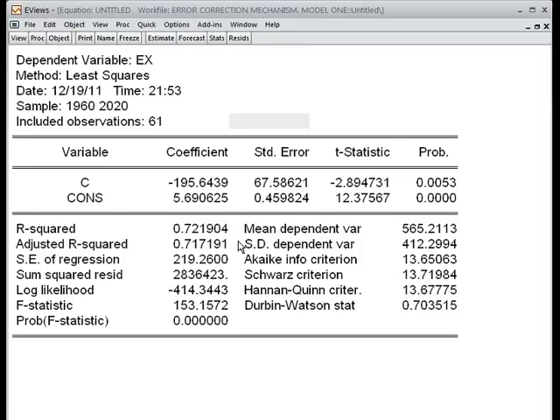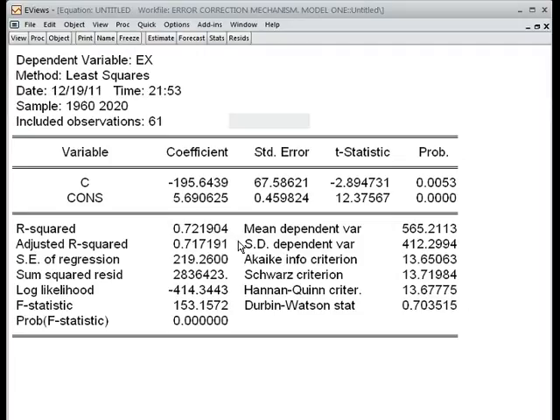Okay, so what does it mean? It means that if the variable is non-stationary, we can still run the regression model provided the residual of the model becomes stationary. That is our teaching from here.